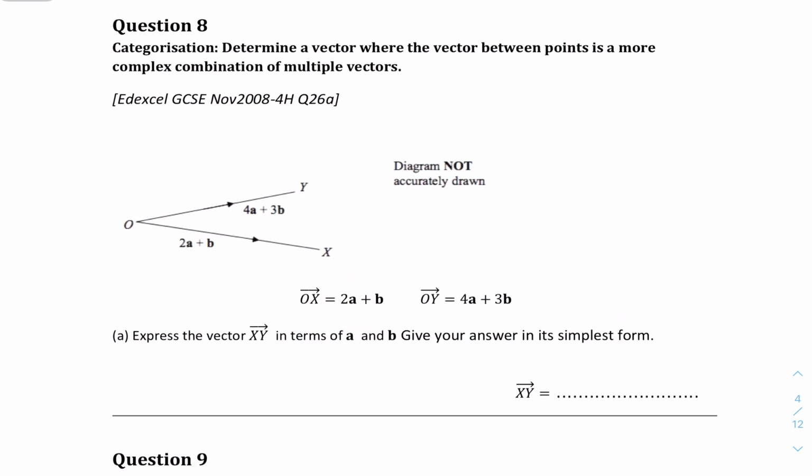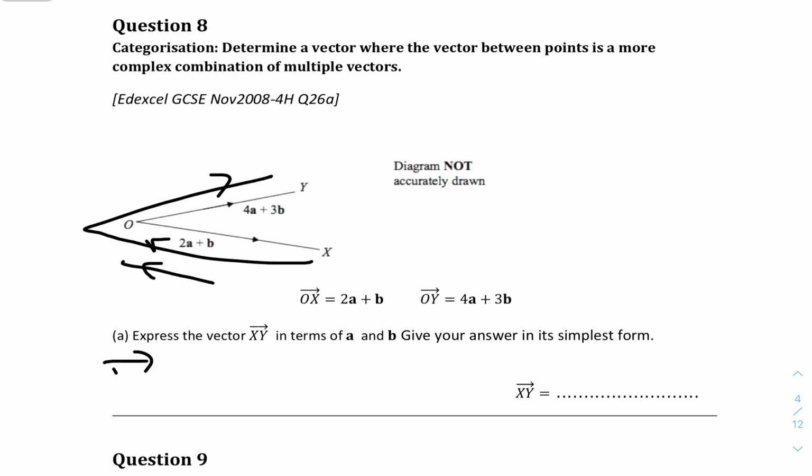So question 8. Express the vector XY in terms of a and b. Give the answers in the simplest form. So XY will be this way plus this way, right? But we know that going this way, OX is 2a plus b. That means going from XO will be minus 2a minus b. So therefore, XY will be equal to minus 2a minus b plus 4a plus 3b.